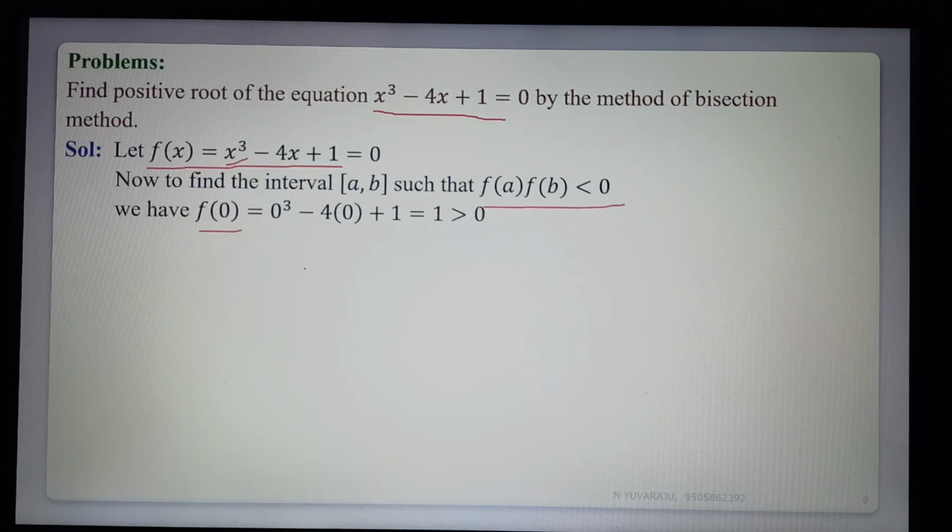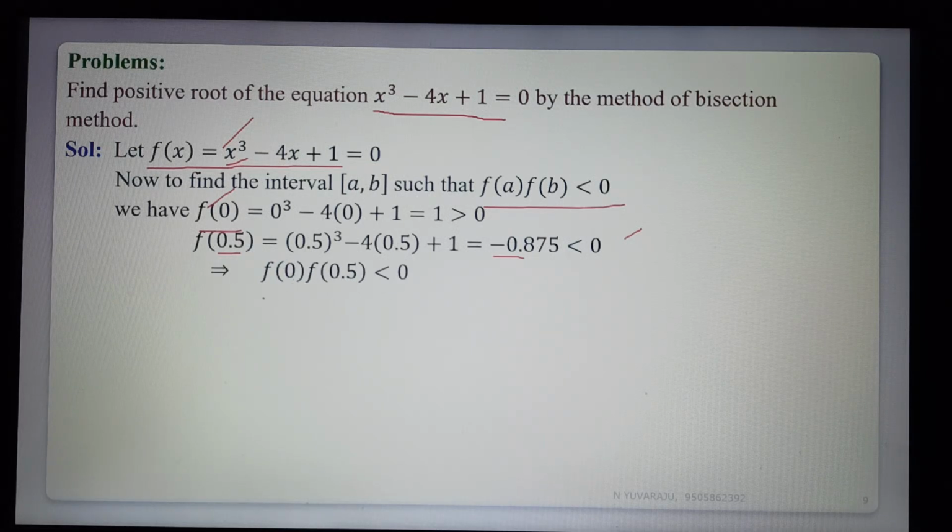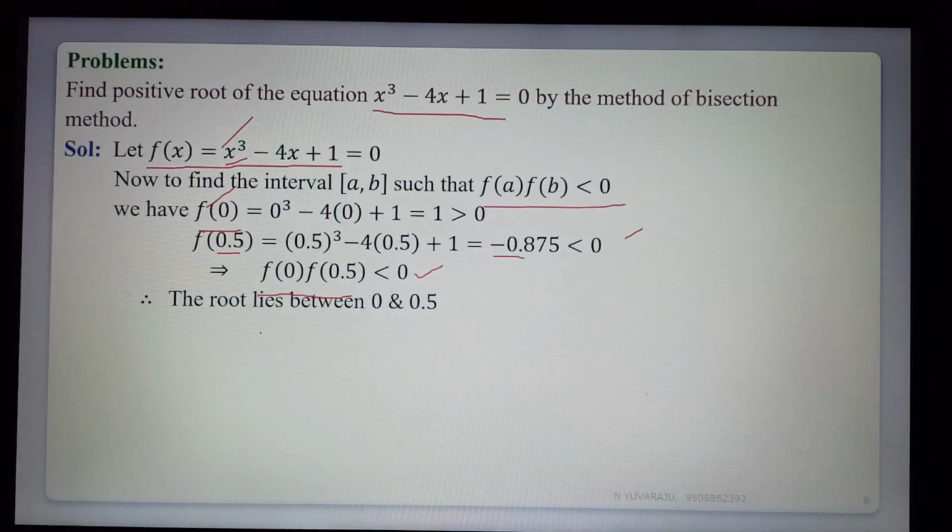Okay? Next value, f of 0.5. Substituting here 0.5 whole cube minus 4 into 0.5 plus 1 is equal to minus 0.875, a negative one. See, f of 0 is positive, f of 0.5 is negative. So by intermediate value theorem the root lies between 0 and 0.5. So f of 0 into f of 0.5 is negative 1. Therefore the root lies between 0 and 0.5.